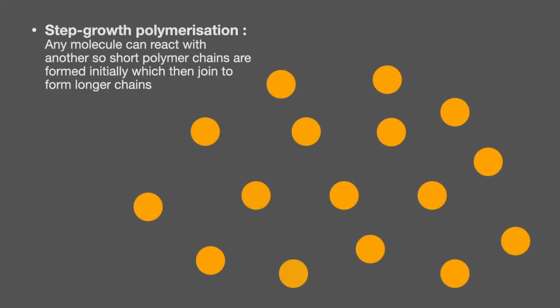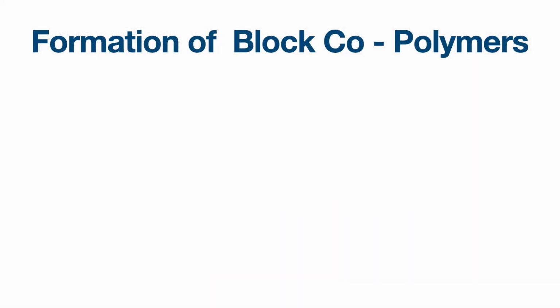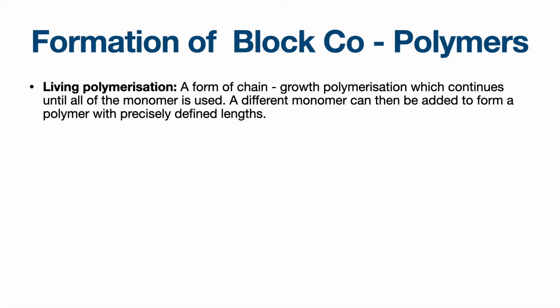The second type you need to know about is step growth polymerization, and in this, any molecule can react with another molecule. So instead of monomers being added to one reactive end group at the end of a polymer chain, monomers can react to form short chains, which then join together to form longer polymer chains. As you can see here, you've got a few shorter chains forming. These chains can then join together to form longer polymer chains until you end up with a long polymer in the end.